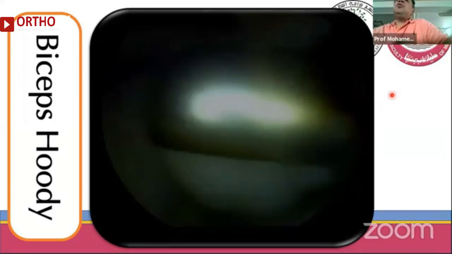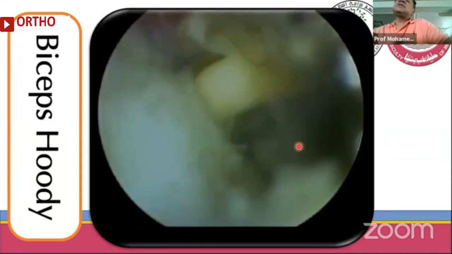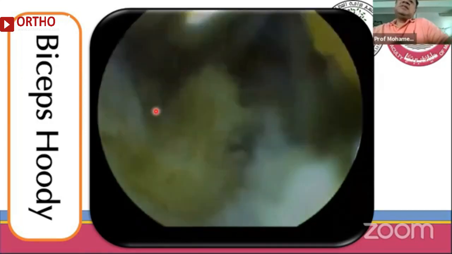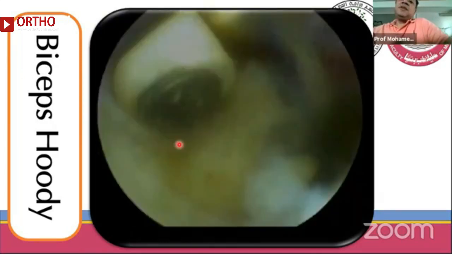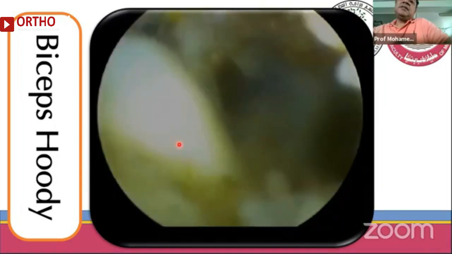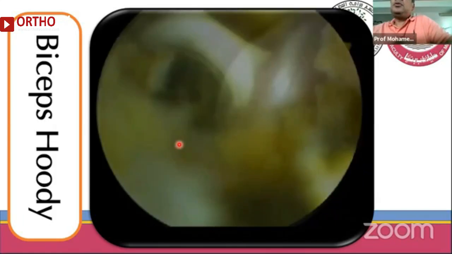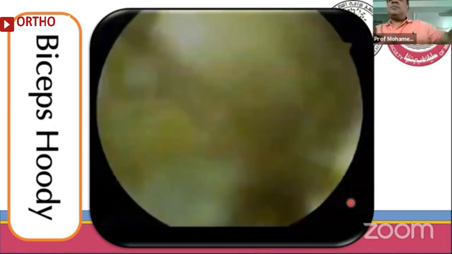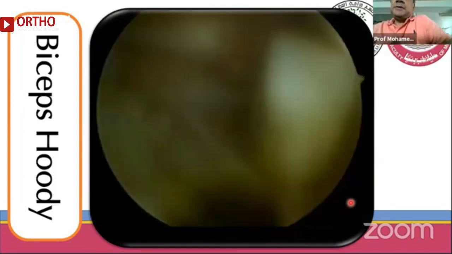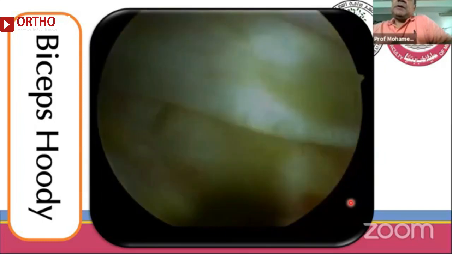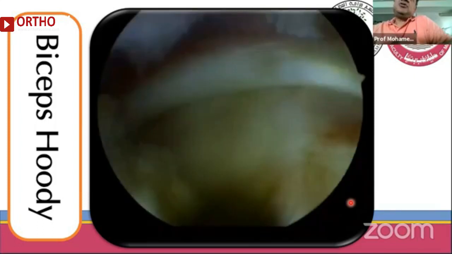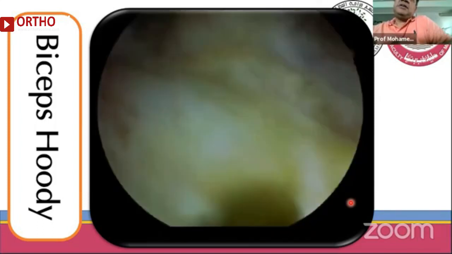This is the head, and all the head is exposed with the very big tear. Here I'm trying to release the long head of biceps into the groove. I didn't cut the biceps. I prefer to release the biceps and make it free, but still it is attached to the superior labrum and the muscle belly lower down.